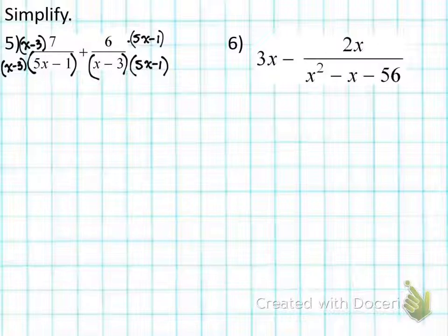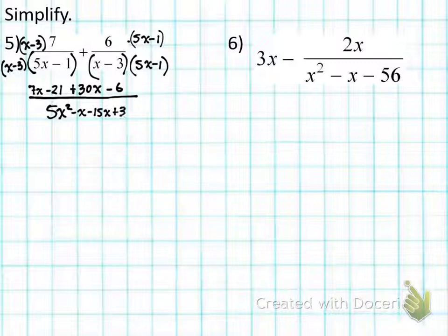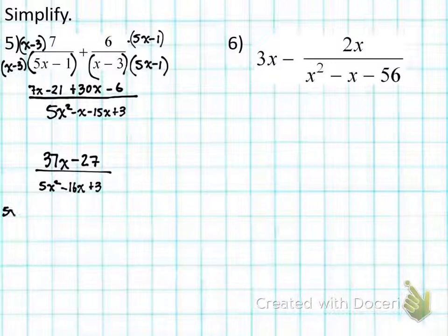Okay, on this particular problem, you should have multiplied it out. When you do that, you get the following. Okay, we can combine like terms. 7x plus 30x is 37x. Negative 21 minus 6 is negative 27, and then we have a common denominator. We combine like terms. Okay, and that's your answer.